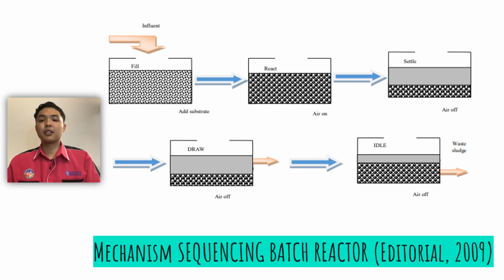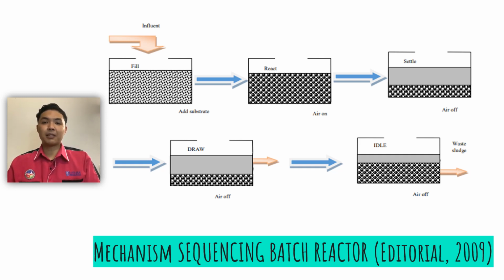Now, I will explain about the mechanism of the SBR. The process in the SBR involves the following 5 stages. First, fill. During fill, the influent wastewater is added to the biomass that was left in the tank from the previous cycle. It may be either the raw wastewater or the primary effluent.